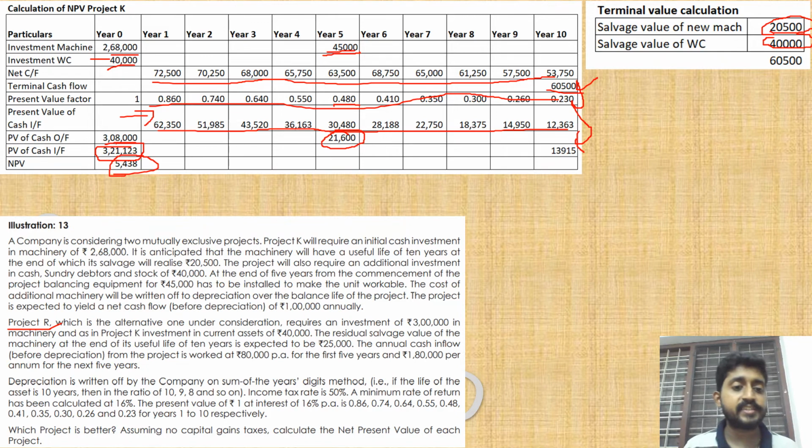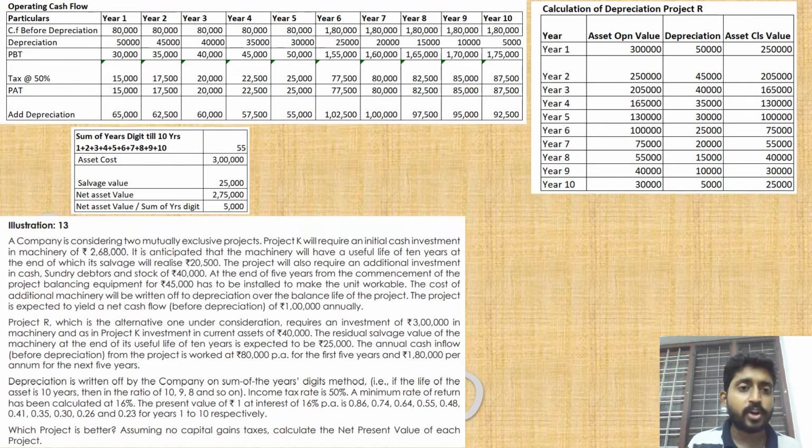Now let's go for analyzing project R. For project R, the alternative under consideration, an investment of 3 lakh is required. So the asset opening value is 3 lakh, and in the same way apply that depreciation logic. You have to find the sum of years digits 1 to 10. 55 is the total, 3 lakh is the asset cost, and they have given an expected salvage value of 25,000. So reduce the salvage value, and you can find the net asset value as 2,75,000.